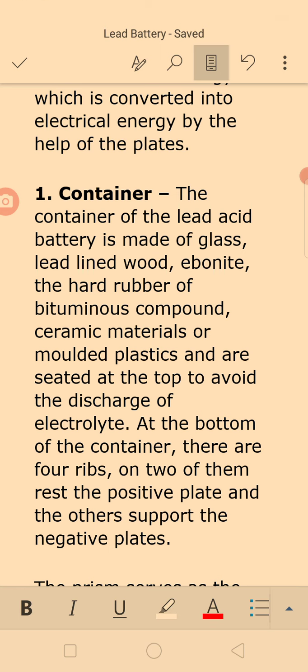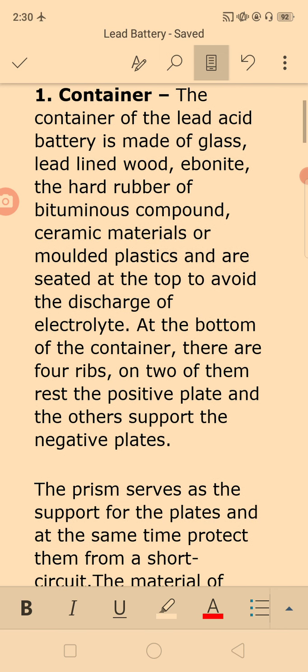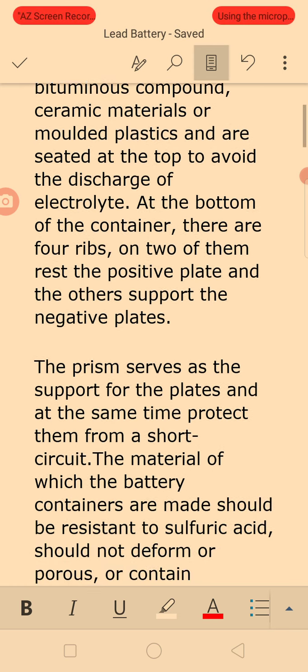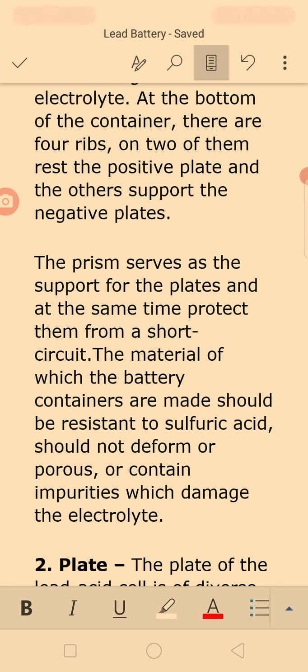At the bottom of the container, there are four ribs, two toward the positive plate and two supporting the negative plate. The ribs serve as support for the plates, and at the same time protect them from short circuit. The material of the battery is placed in the container, which is resistant to sulfuric acid.